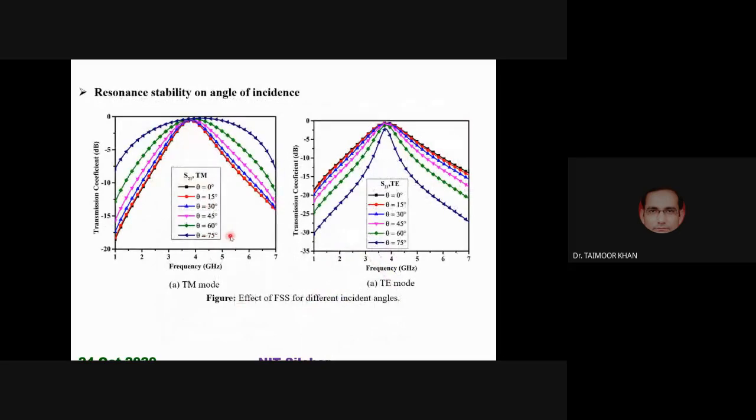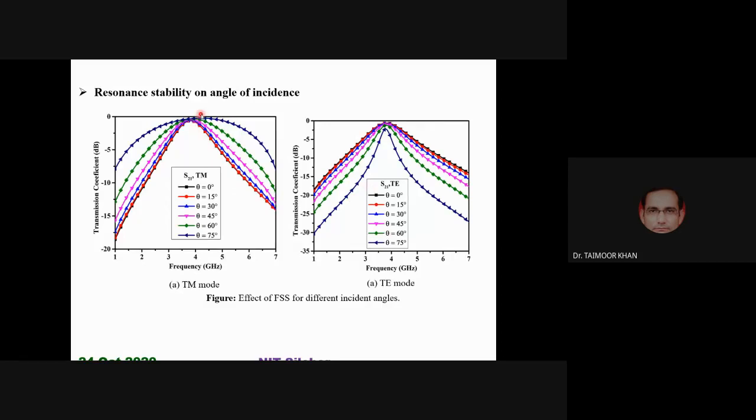Then resonance stability is the main criterion, because when you are using this frequency selective surface as a reflector plane or as a superstrate, it is not a hard and fast rule that the radiation will come only at the 0 degree angle. It may come at 90 degrees, at 45 degrees, at 30 or 35 degrees, or 50, 60 degrees, like that. Ultimately we need to be careful about the stability of the resonance at different angles of incidence. That performance is analyzed here in TM as well as in TE mode.